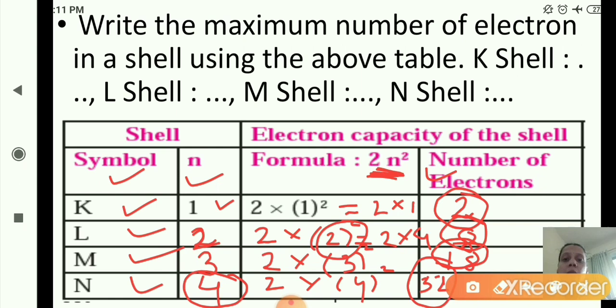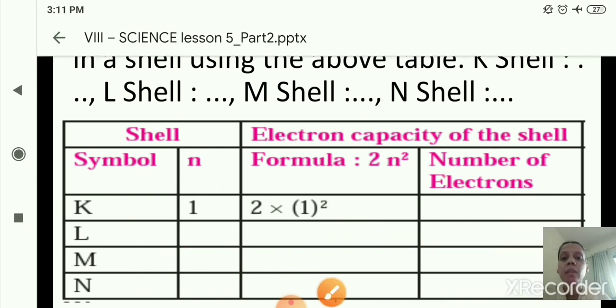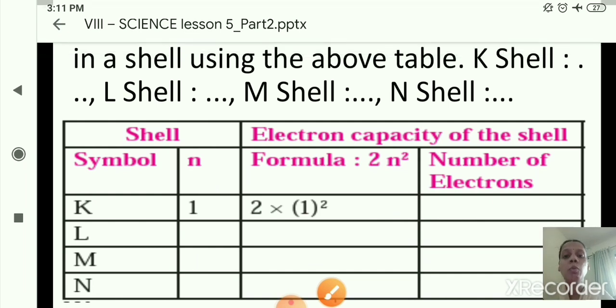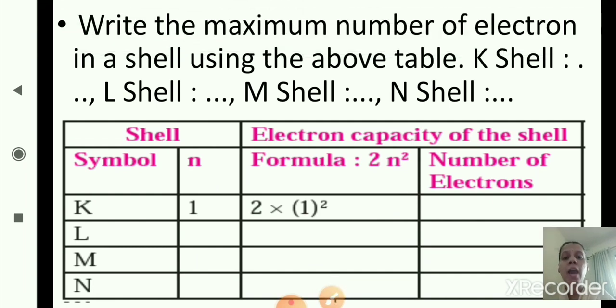Okay. Now we'll move to the next part. I hope you are clear with this. What is the formula? 2n square. And n means the ordinal numbers and symbols are given. Which is the first shell? That is K shell. Which is the second shell? L shell. Which is the third shell? M shell. And which is the fourth shell? That is N shell.